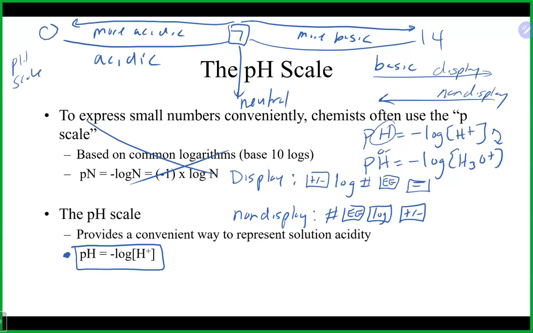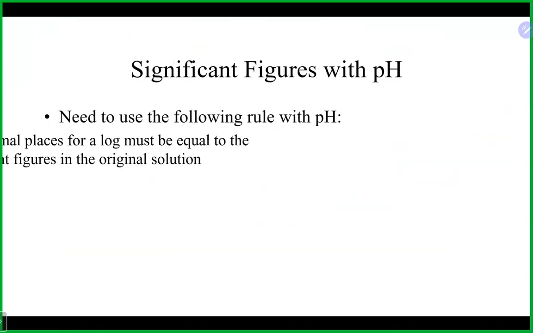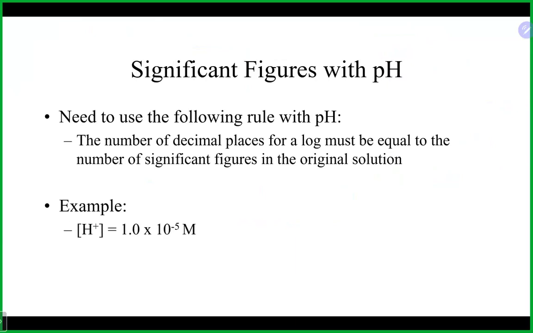So let's talk about the other thing that everybody loves in chemistry, which is significant figures. When you're calculating something like pH, your answer should have the same number of decimal places as the number of significant figures in the concentration. So it is the number of sig figs in your concentration to decimal places, not significant figures, in your pH value, and vice versa if you're going backwards.